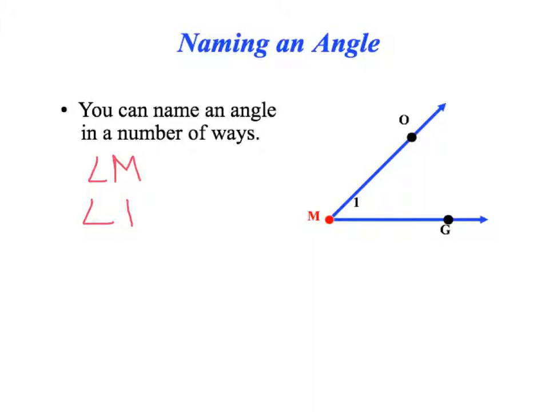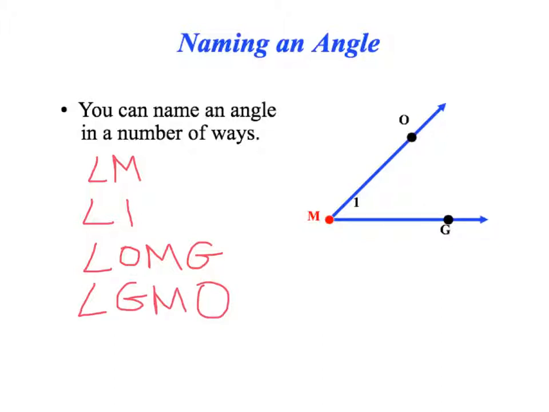Another way we can name an angle is by using all 3 points on this angle, as long as we keep that vertex in the middle. So we're going to call this angle OMG. And we can also name it angle GMO.